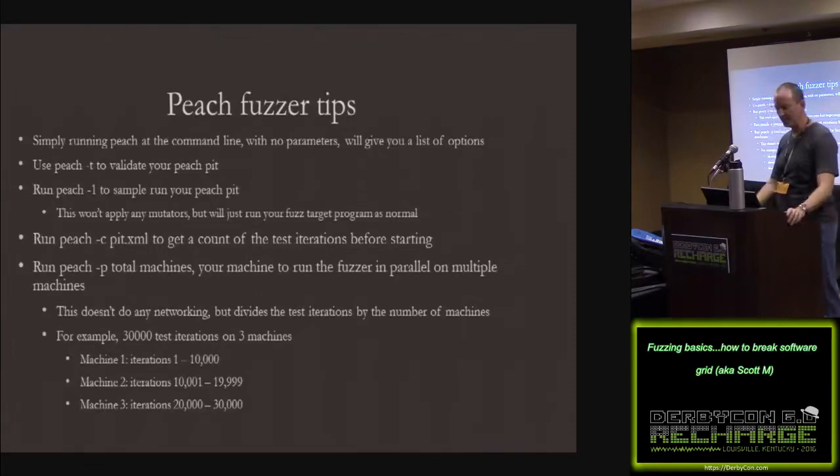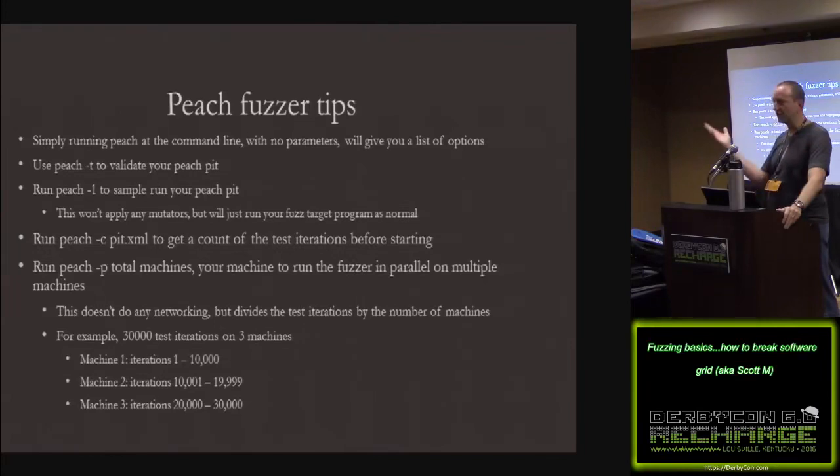Some tips on running Peach. You just run Peach at the command line, and it gives you a list of all of its options. Peach -t will validate your Peach pit. Doing a -1 will just sample run it, but not apply any mutators to it. It'll just run it with the data that you give it. So you can see how it works, how it calls your target program, and then assuming you pass the correct data through the Peach pit, your target program will return what it's supposed to return if you were to give it valid input.